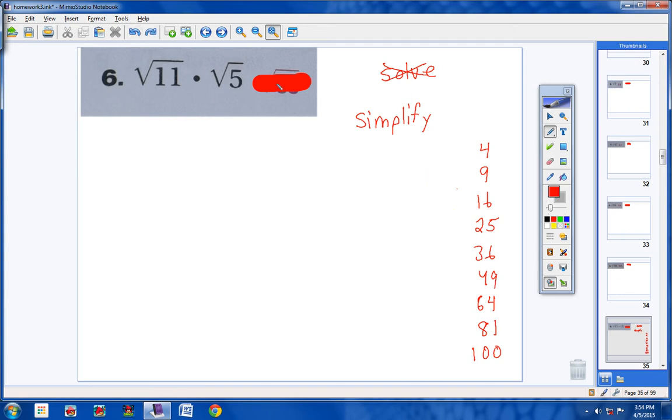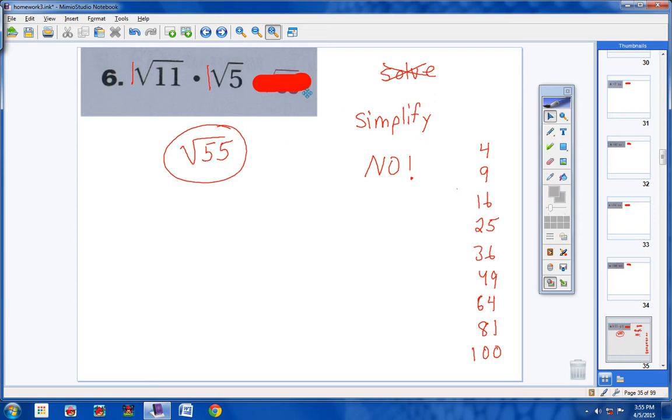Now, let's go ahead and multiply. You have an outside number of 1, outside number of 1. 1 times 1 is 1. Inside number times inside number, 11 times 5 is 55. So there we go. You do not need that 1 if you don't want it. Now, are we finished, or can you simplify? Well, let's see. Do any of these numbers go into 55 evenly? No. So we are finished. There's nothing you can do with that.